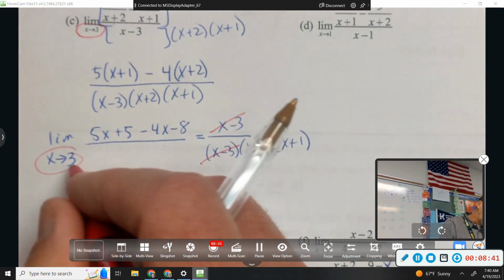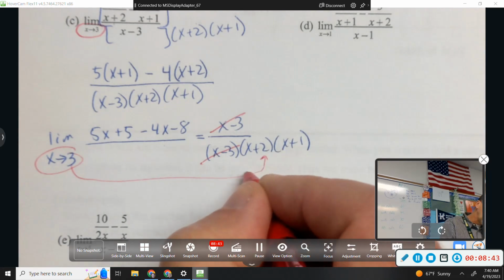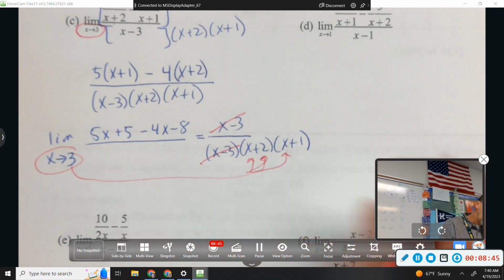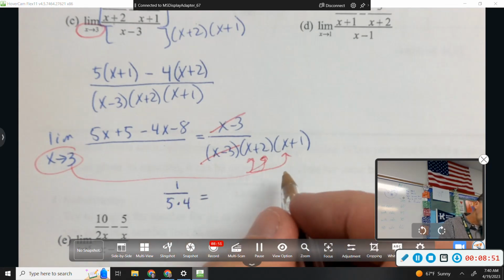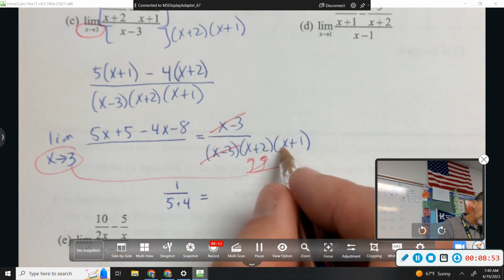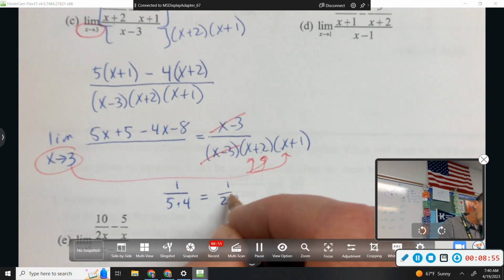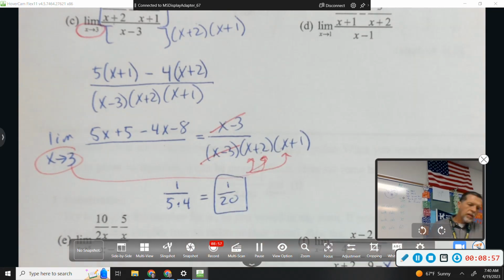So we've done our algebra trick. Now let's substitute. Oops, plug it in for x. So 1 over 5 times 4. 3 plus 2 is 5. 3 plus 1 is 4. 1/20th.